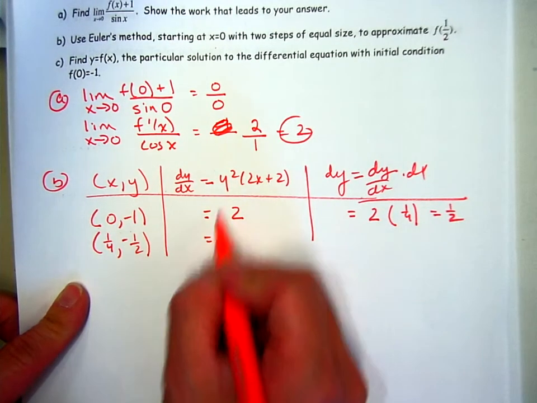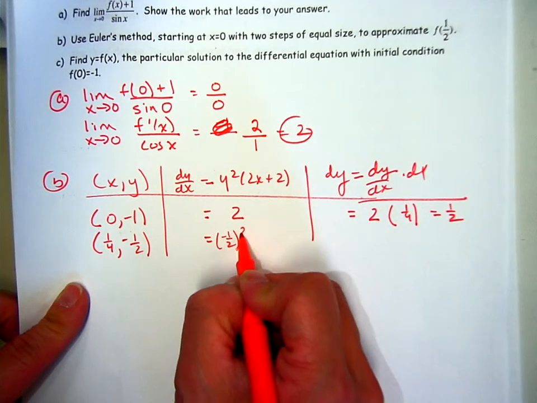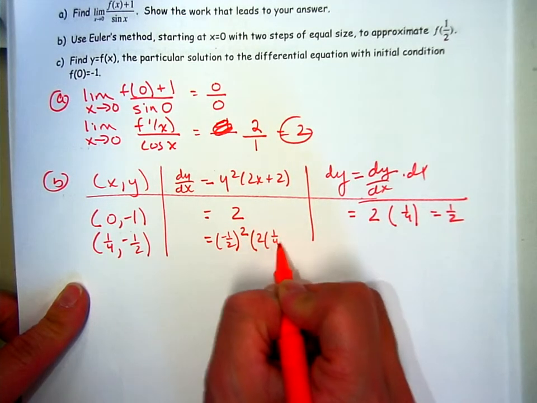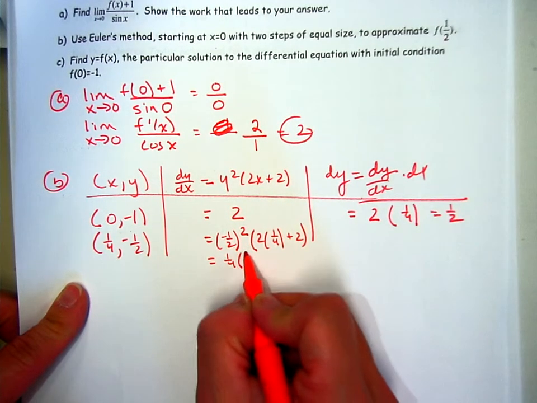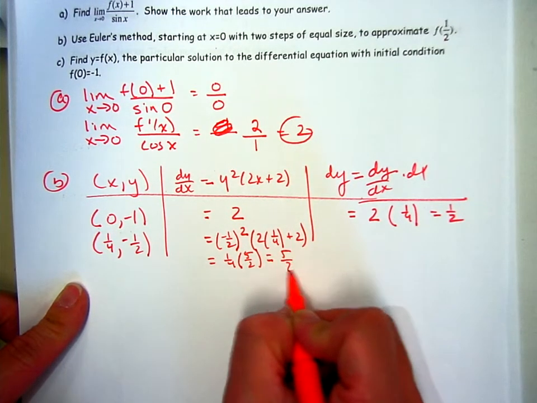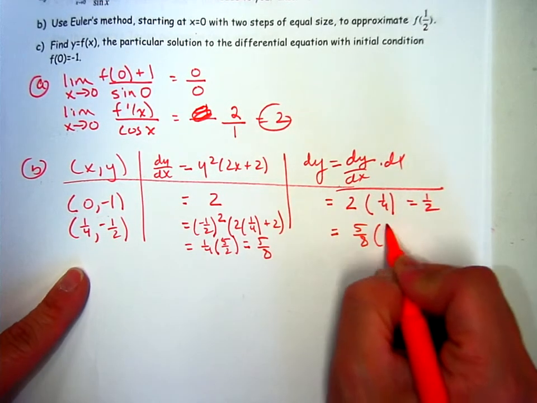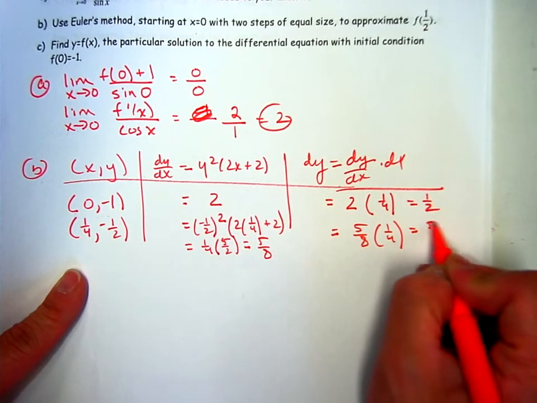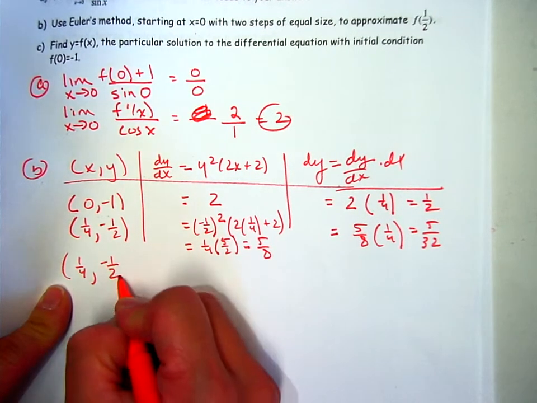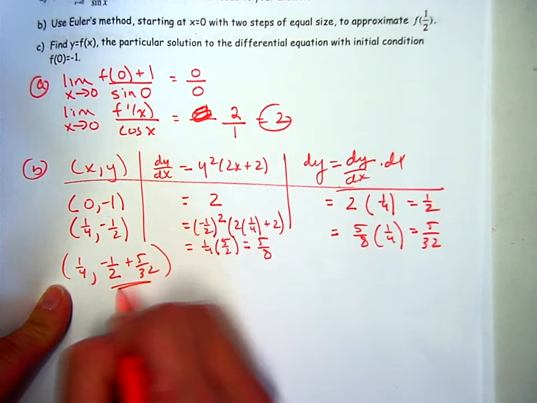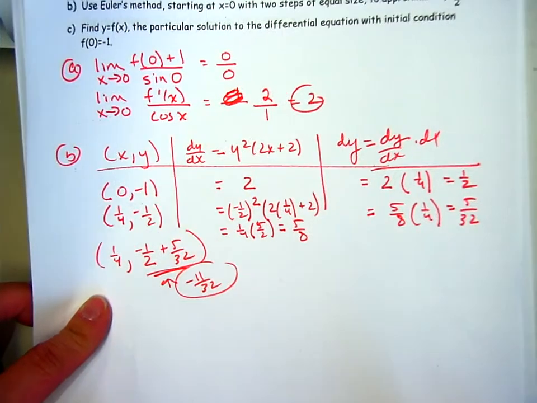My new dy/dx at this point: (-1/2) squared times 2 times 1/4 plus 2. This is 1/4 times 5/2, which is really 5/8. So dy/dx is 5/8 times 1/4, which is 5/32. So my final value would be -1/2 plus 5/32. You can leave your answer like that, or if you simplify it, it's the same as -11/32.